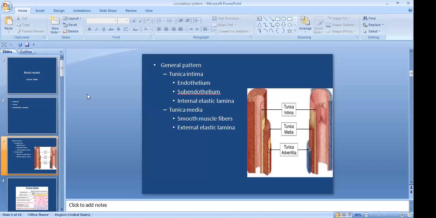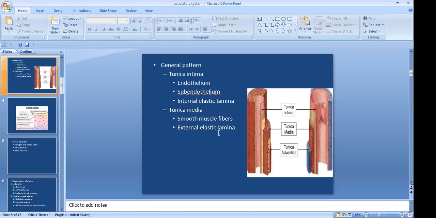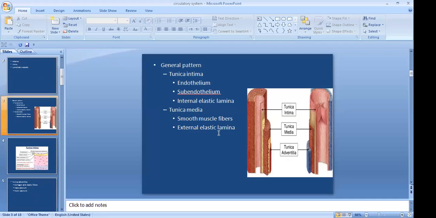So the usual pattern of vessels is they have three tunics: tunica intima, tunica media, and tunica adventitia. I am repeating again. There are three tunics of the blood vessel: tunica intima, tunica media, and tunica adventitia.